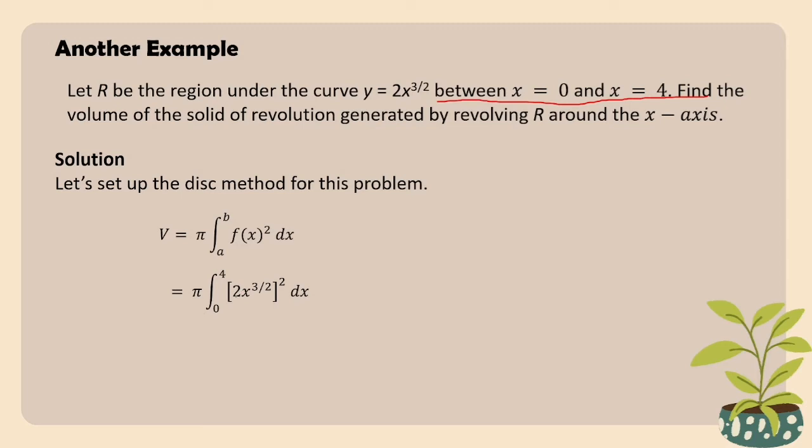Then substitute the f of x, the given function, our y here: 2x to the power of 3 halves squared dx. Then perform simple algebra, and we'll have pi times x to the 4 evaluated from 0 to 4. Then we'll have 256 pi.